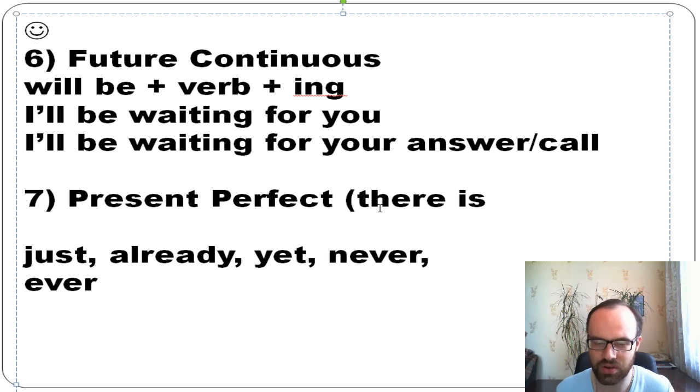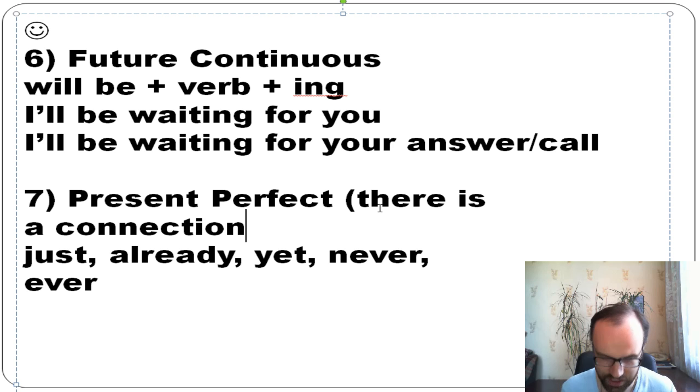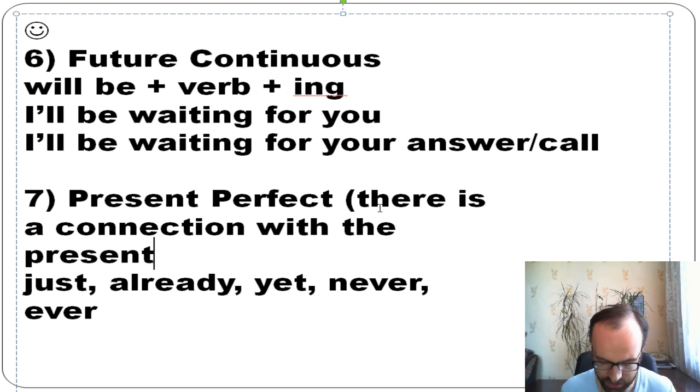I'm lazy, but I'm not so lazy. So let me write it down. So I think it's okay if we take notes sometimes. So there is a connection with the present. Right? And for instance, I think that you just learned lots of useful information.